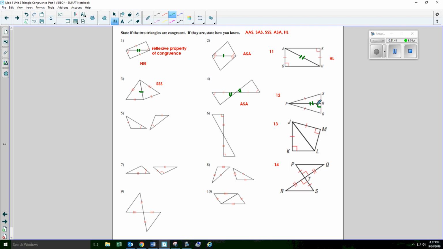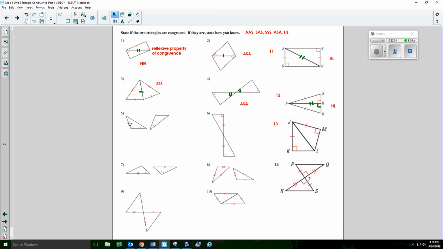And my justification is what? Reflexive property of congruence for that. And notice I have a right triangle again. And what is that side called? The hypotenuse. And there's a leg. So HL. Hypotenuse leg again for that one.